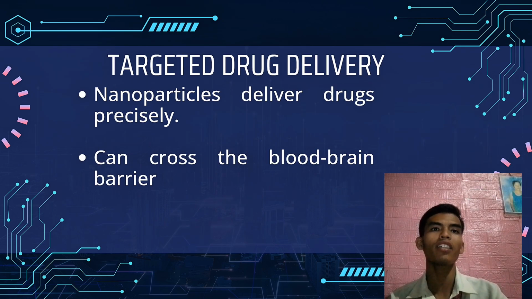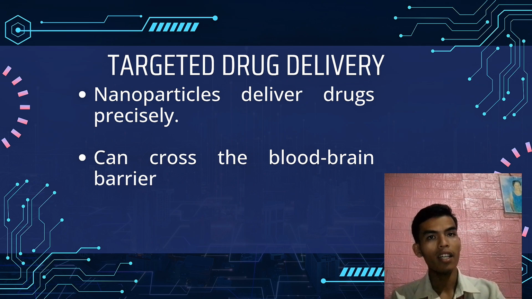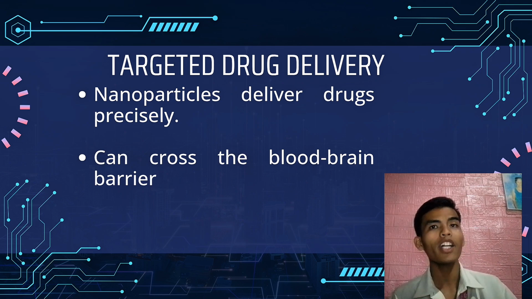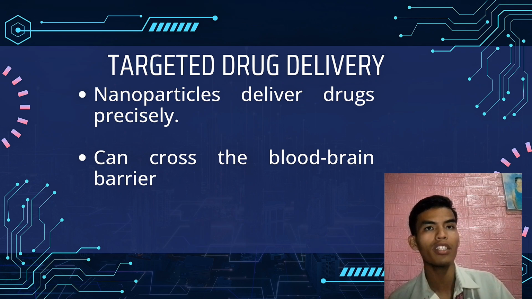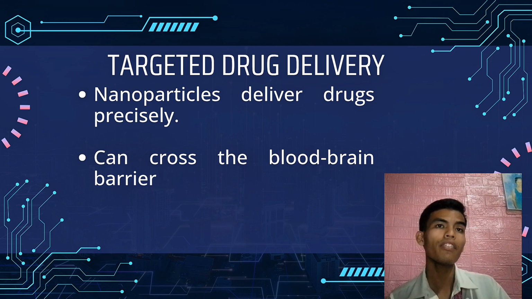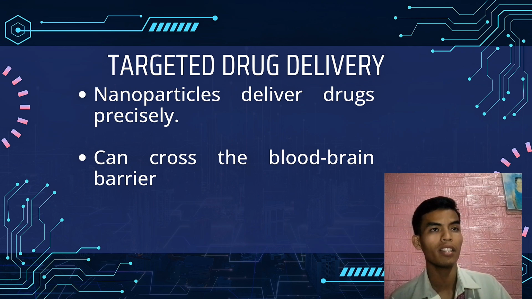For the targeted drug delivery, nanoparticles deliver drugs precisely and can cross the blood-brain barrier. Nanoparticles can carry medicine directly to the right cells, even in protected areas like the brain. This allows drugs that previously failed clinical trials to become effective through more accurate delivery.